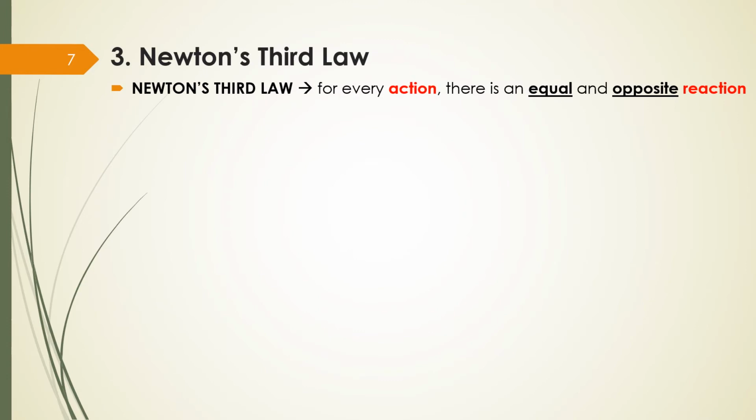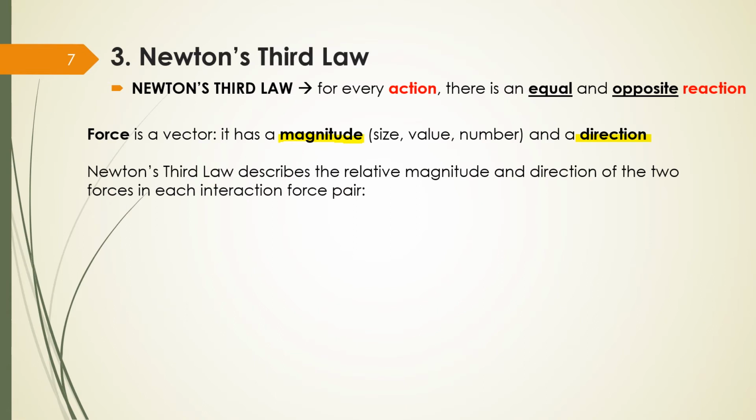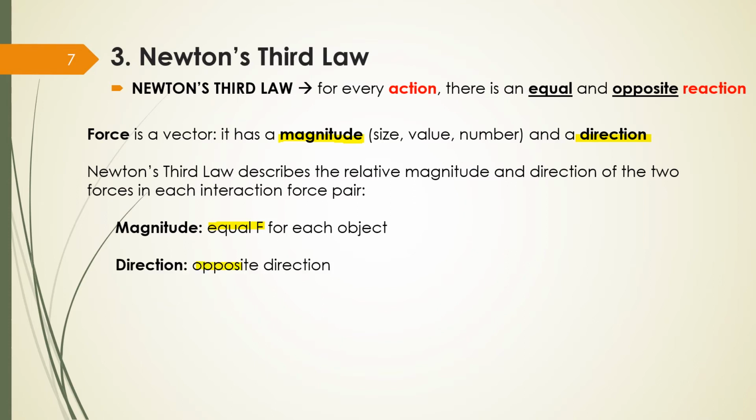So we can also rewrite this law as: for every action there is an equal and opposite reaction. And this force is a vector. It has a magnitude, so magnitude is the size, a value, a number, and a direction. Newton's third law describes the relative magnitude and direction of the two forces in each interaction force pair. Magnitude is equal for each object, but the directions are opposite, okay? So even though I have the same force, they are in opposite directions.